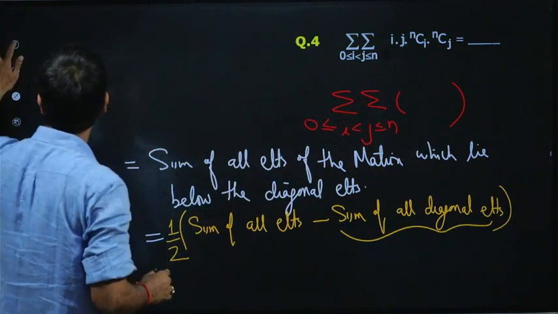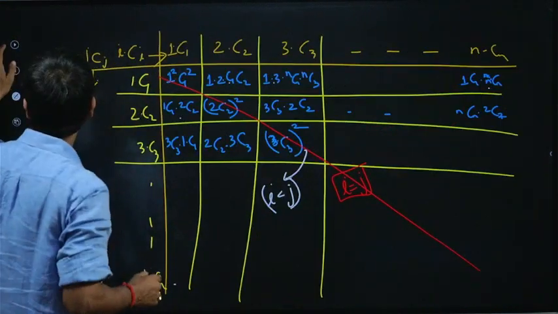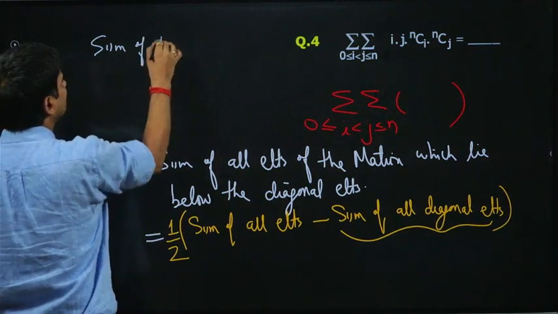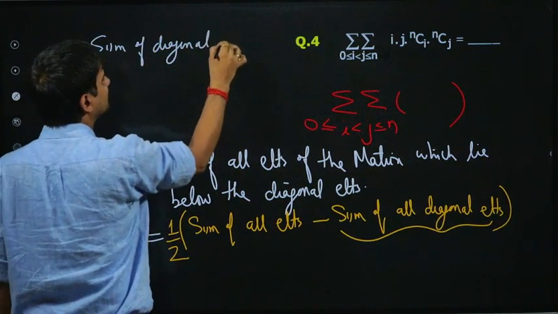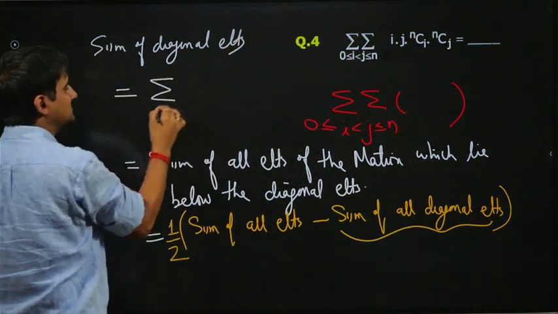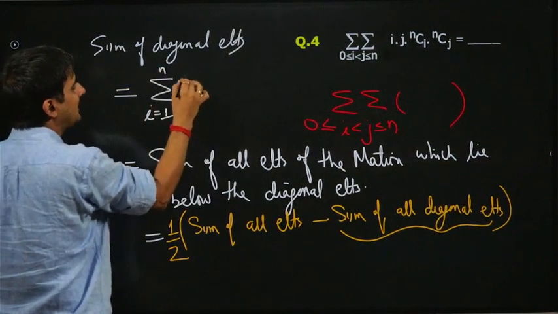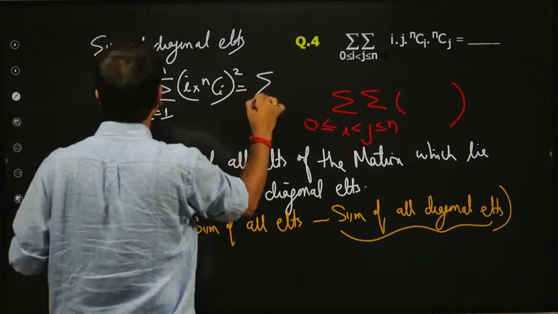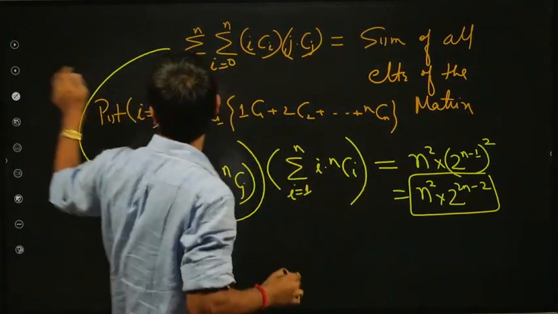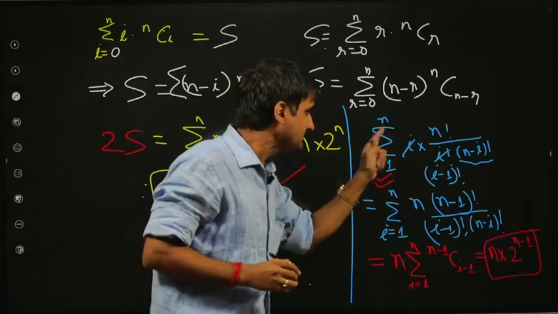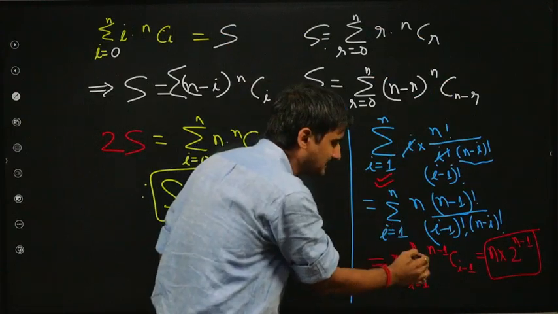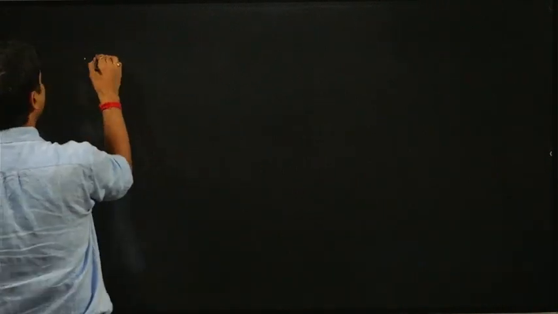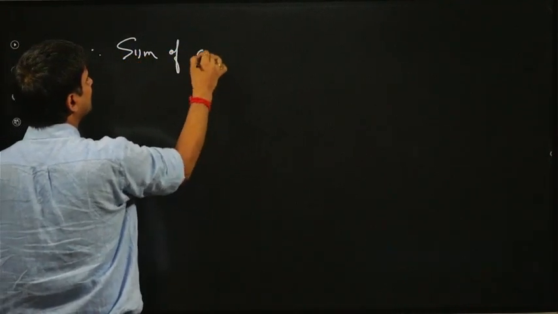Now what are diagonal elements? If I write here the sum of diagonal elements of the matrix, bachcho, it is equal to summation i goes from 1 to n, i into nCi whole square. And we have already seen in the general term method, where is this? It is here, that we can simplify i into nCi as n times n minus 1 C i minus 1.